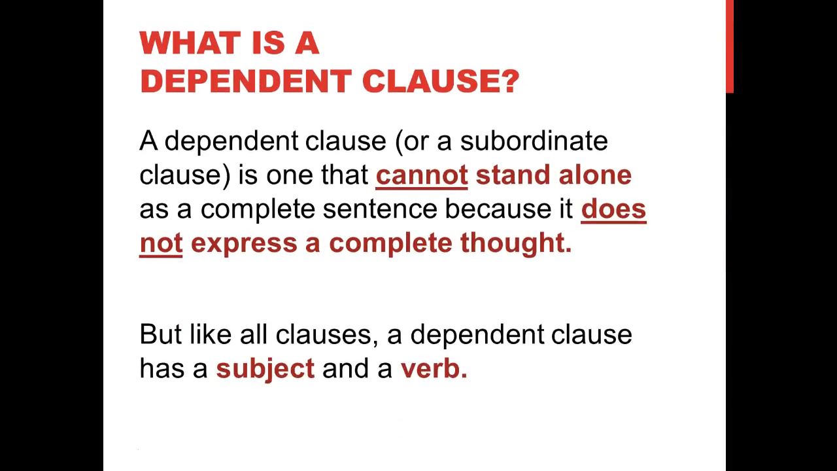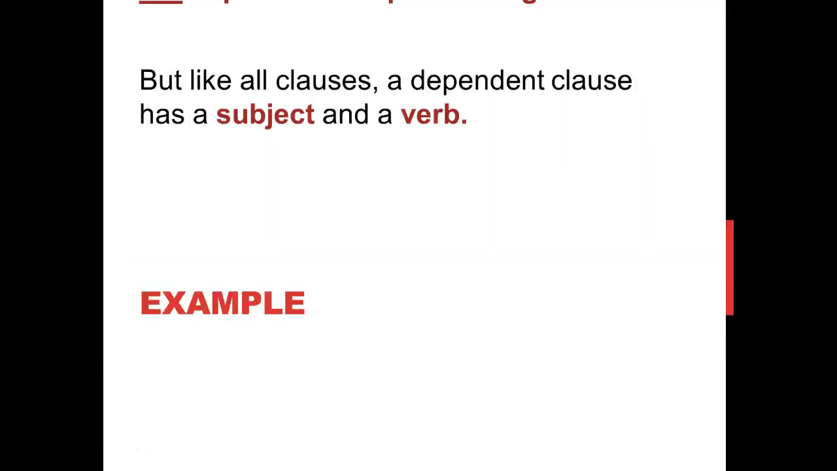It's also known as a subordinate clause. You might see that written somewhere. But it's essentially a sentence that cannot stand alone because it does not express a complete thought. So I'll show you an example in a minute. But like all clauses, a dependent clause should have a subject and a verb. So it should still function that way, but it just wouldn't make sense if you read it on its own.